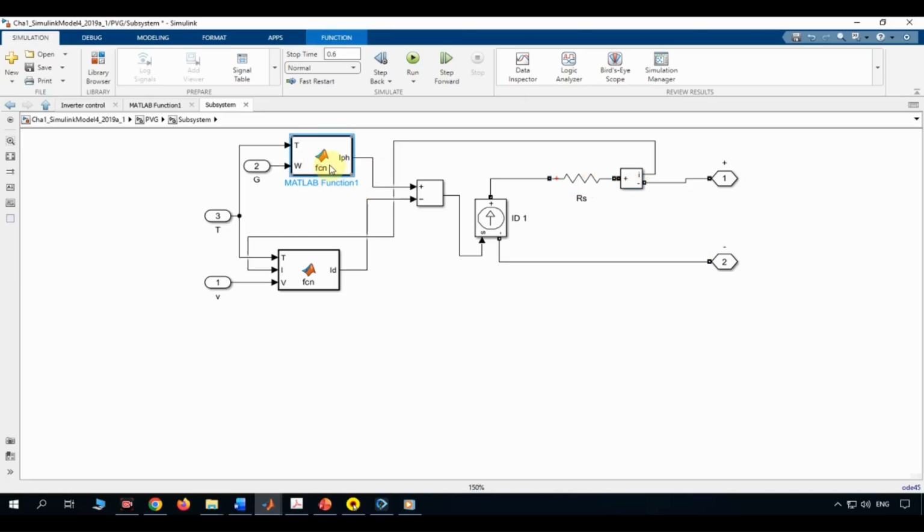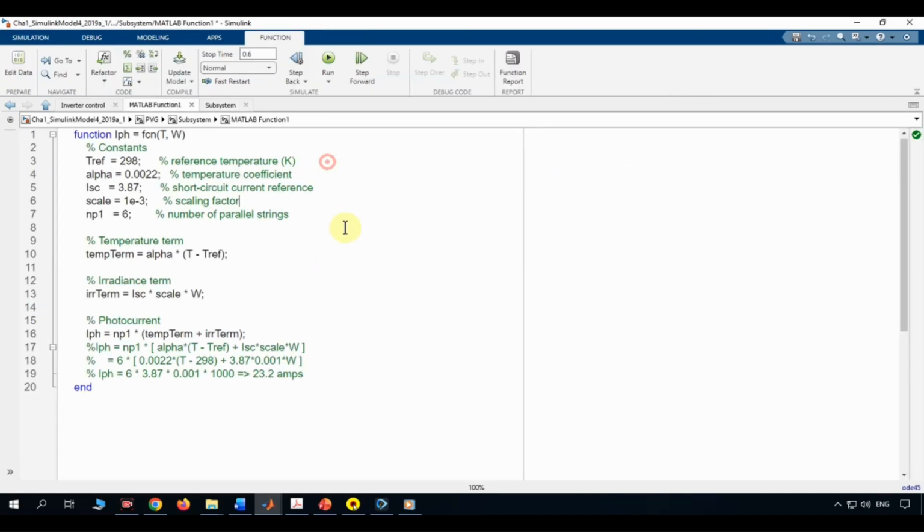This first function computes IF, the photocurrent, meaning the raw current generated directly by sunlight hitting the cell before any losses. Two inputs, T, temperature, and W, which is irradiance, wired from the G input on the outer mask. There are two terms being added together. First, temp term, a temperature correction.